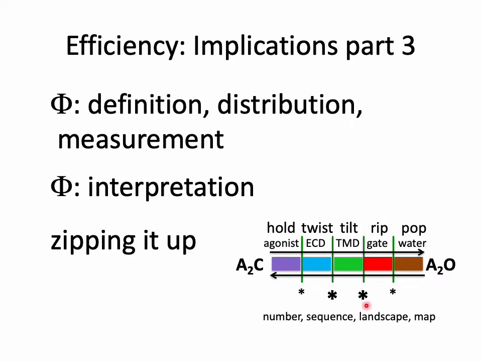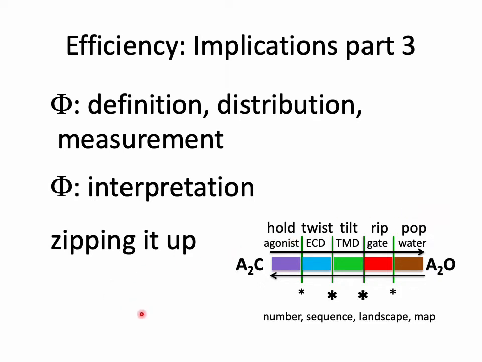These are large asterisks because we predict there should be a structure where the agonist and extracellular domain have changed from C to O, and in another structure in which the first 3 groups, the purple, blue, and green groups of amino acids, will have switched to their open conformation. So we have named these 5 transitions that separate the intermediate states: hold at the binding site, twist of the extracellular domain, tilt of the transmembrane domain, rip at the gate, and pop having to do with water.